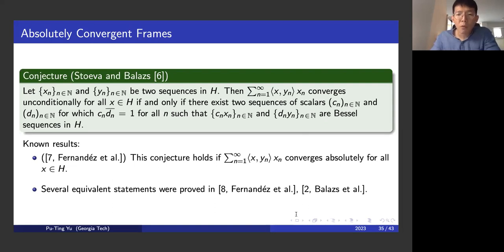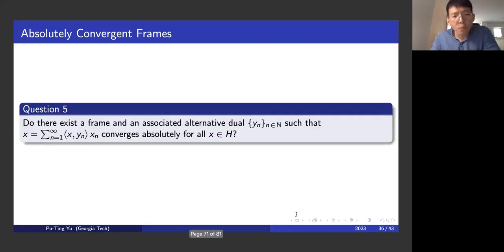So this motivates the following question. Do there exist a frame x_n and an associated alternative dual y_n such that x equals the sum of x_n multiplied by the inner product of x and y_n, and this series converges absolutely for all x in H? But unfortunately, the answer turns out to be false. So let me first give a name to those frames which admit such an alternative dual.